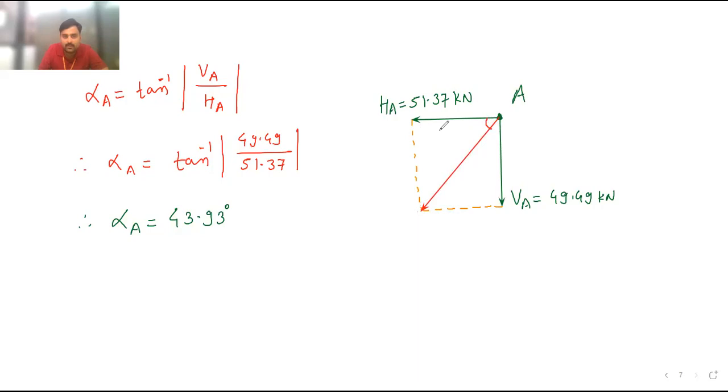So this angle is 43.93 degree. And this is RA, which is equal to, what was the value of RA? 56.65 kilonewton, which is RA. This is the final diagram for this frame. Okay. This is the final answer. Once again, see the diagram. Let me know if any problem is there.